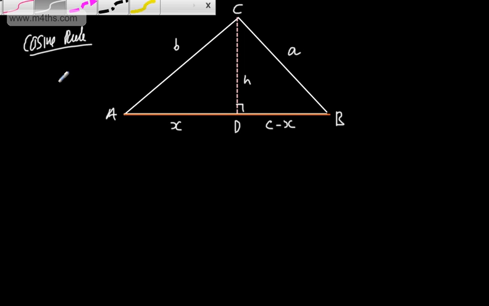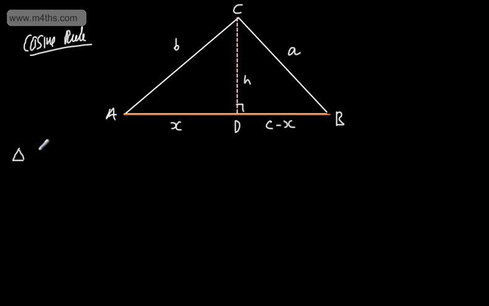Let's consider now a couple of different right angle triangles. So if we look at this right angle triangle here, we've got the triangle ACD. So if we just look at ACD, we can make a couple of statements from this. We can state now that the cosine of A, if we just write this down, cos A is going to be equal to x over b. So if we write this down, we can say that x is equal to b cos A. So let's write this here.